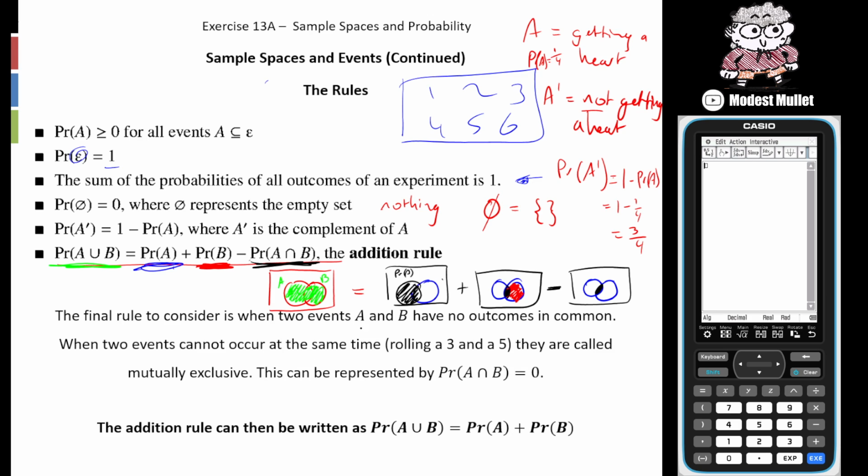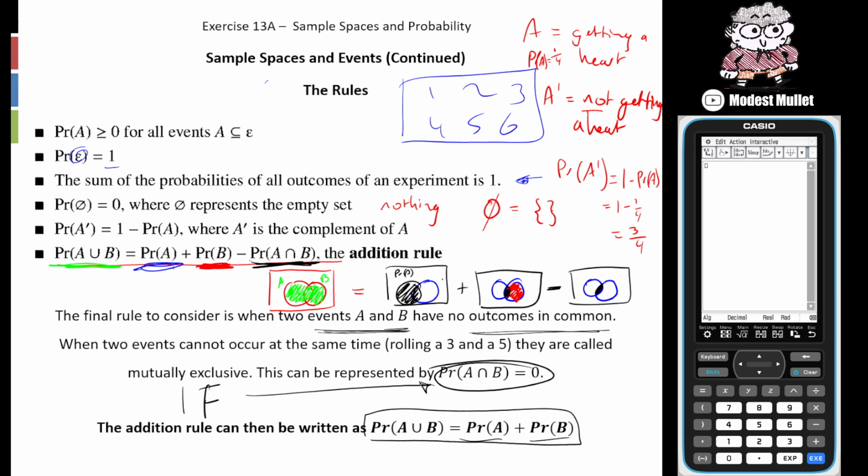If A and B, and this is a big if, A and B have nothing in common, that is, the intersection is the empty set, it has nothing in it, then the addition rule can be written as the union is equal to just the probability of A plus the probability of B. But that has that big if, so that needs to hold true to use this simplified rule.